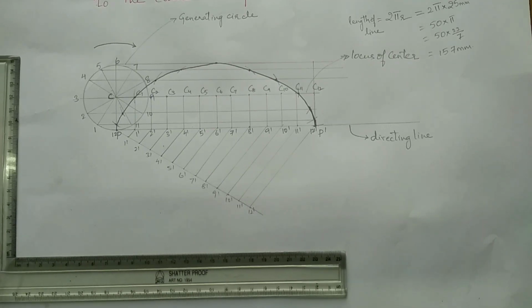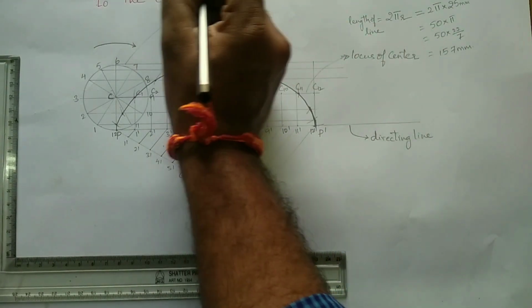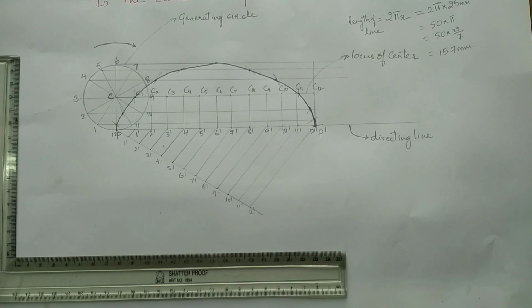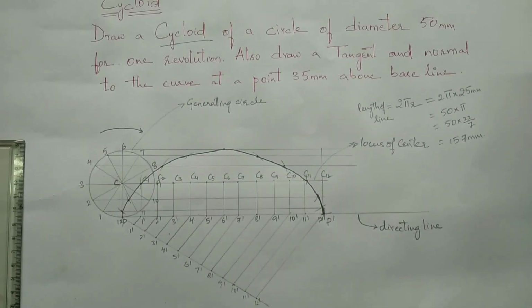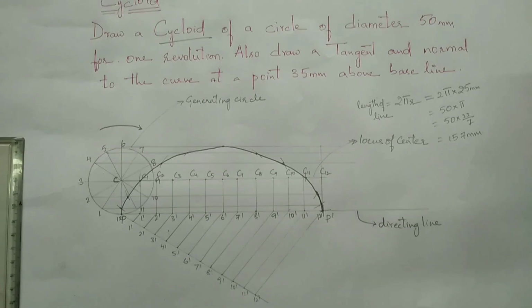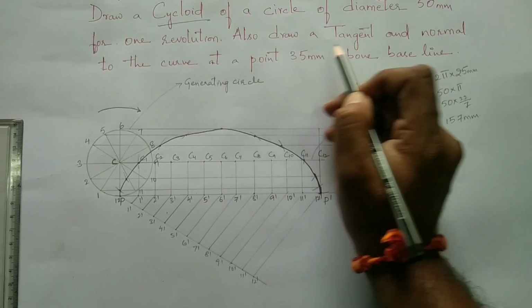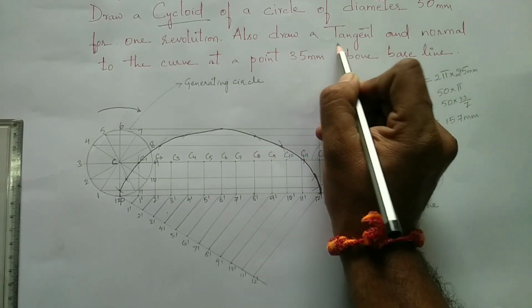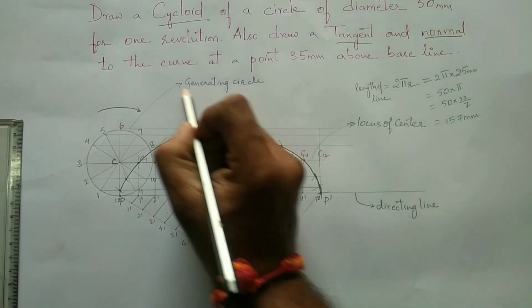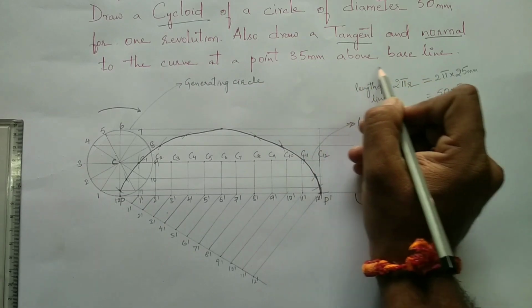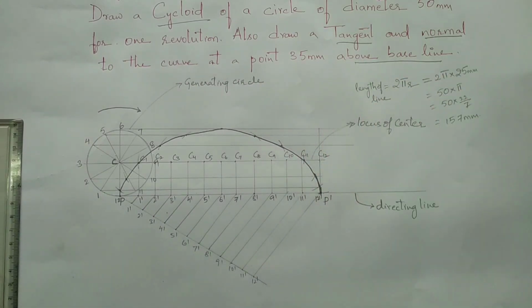Similarly, here there is one more point. I have drawn the cycloid in the question. Now, what is asked in the question? It asks us to also draw a tangent and normal to the curve at a distance of 35 mm above the baseline. So this is what he has mentioned to us in the question.